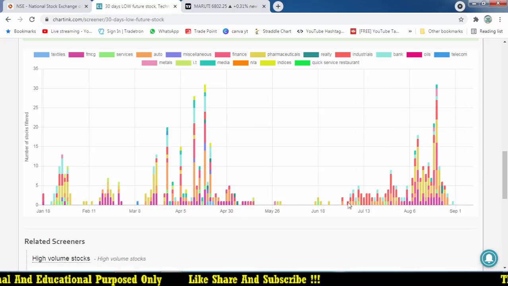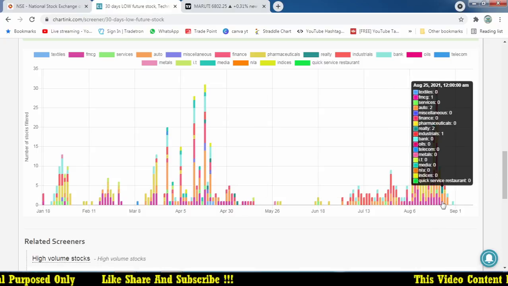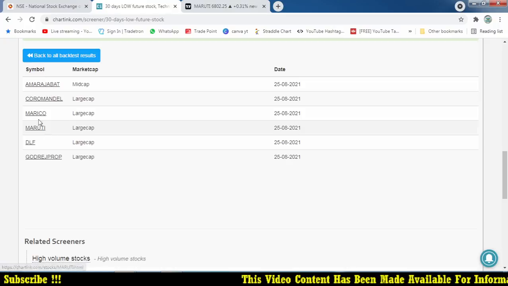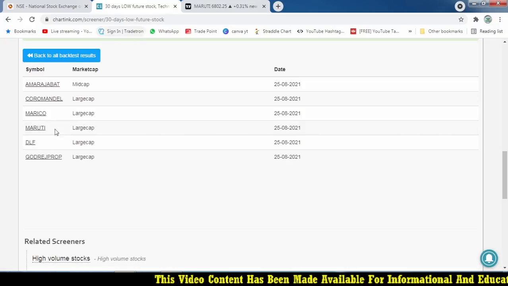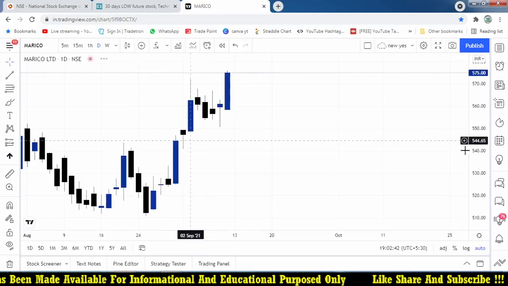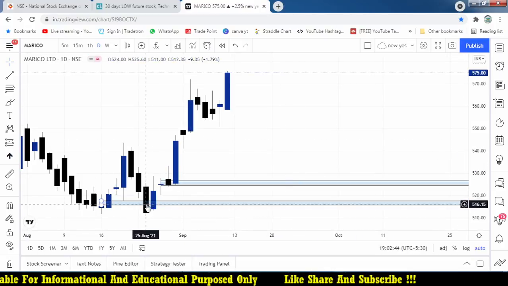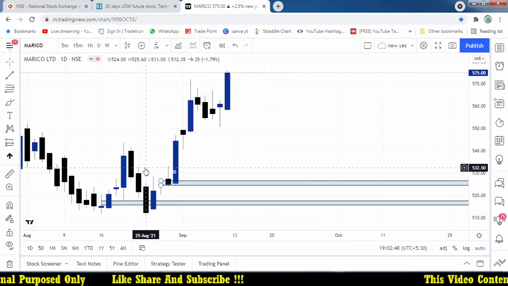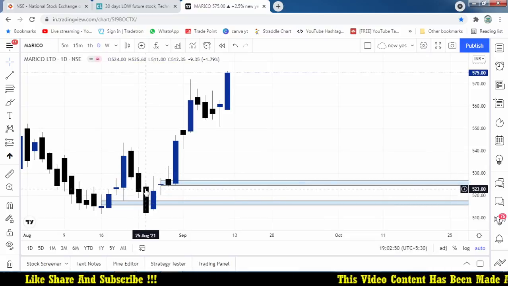Even a lot of stocks got through. And 25th August, let's check it out. Amara Raja Batteries, it keeps on moving down. Maruti, DLF, let's go for DLF, that is a new one. And Marico, 25th August. Got it. The next after this, this I is our key point.